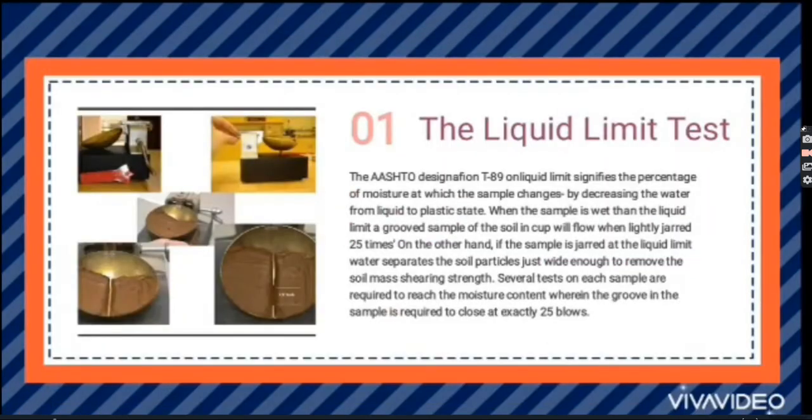First, we have the liquid limit test. The AASHTO designation T89 on liquid limit signifies the percentage of moisture at which the sample changes, by decreasing the water, from liquid to plastic state.